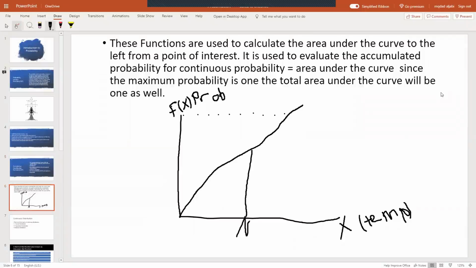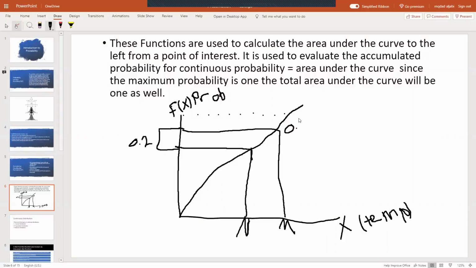These functions are used to calculate the area under the curve to the left of a point of interest. So imagine there is a point N. We're going to calculate the area under the curve from N all the way to the left. And if we have 2 points, like another point right here, M, we're going to take the difference between M and N. Imagine if M was 0.7 and N was 0.5, this would be 0.2. It's the difference between those two numbers.